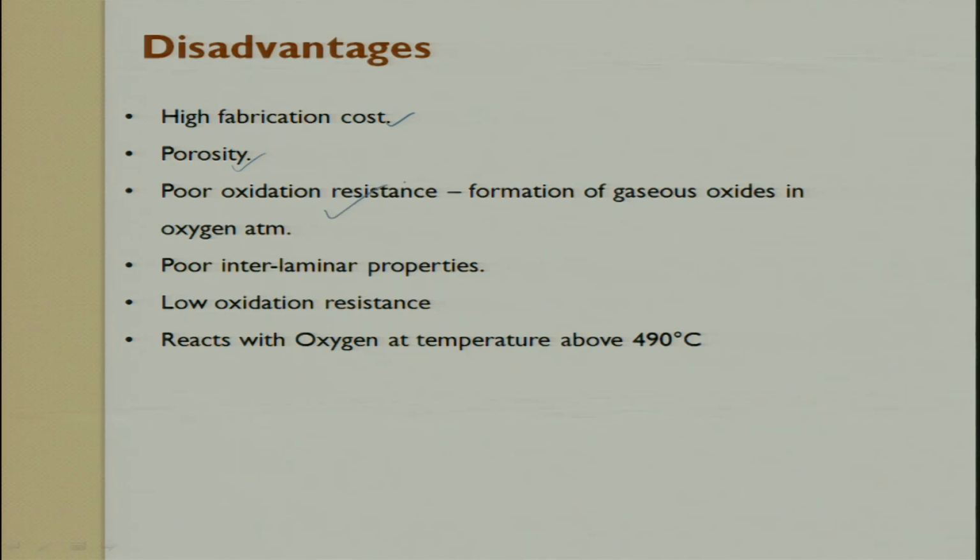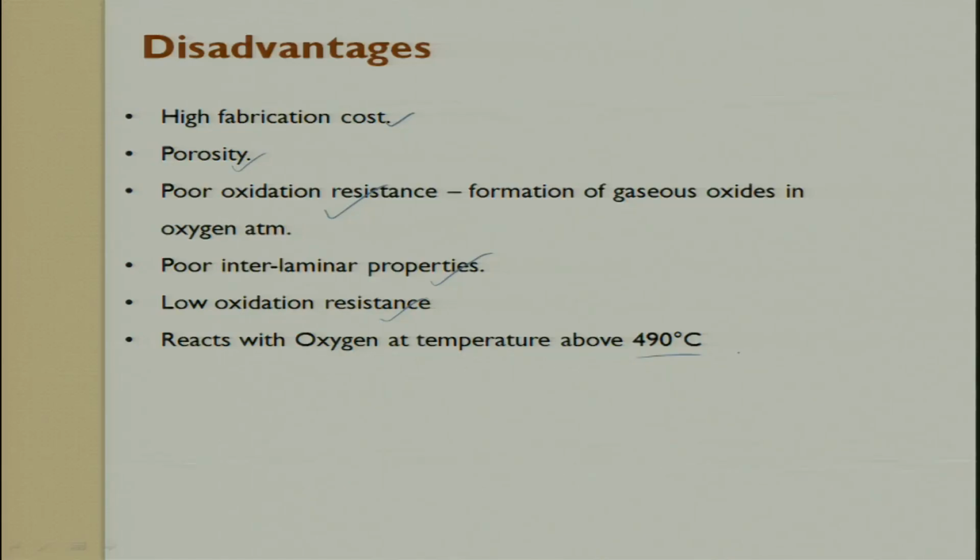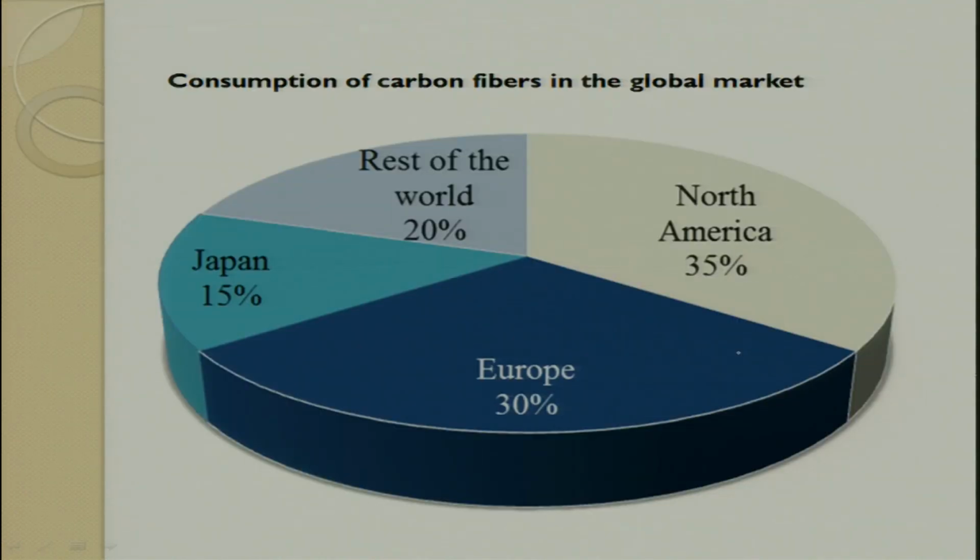Then it has poor oxidation resistance. When there is even a trace of oxygen, the carbon matrix of the carbon-carbon composite immediately loses its functional properties. It has very poor interlaminar shear strength, so we have to be very careful before using it for structural applications. It has low oxidation resistance, it reacts with oxygen even at 500 degrees Celsius and forms different compounds. So the major disadvantages, cost, porosity and oxygen presence, still make this carbon-carbon composite a very difficult component to manufacture.